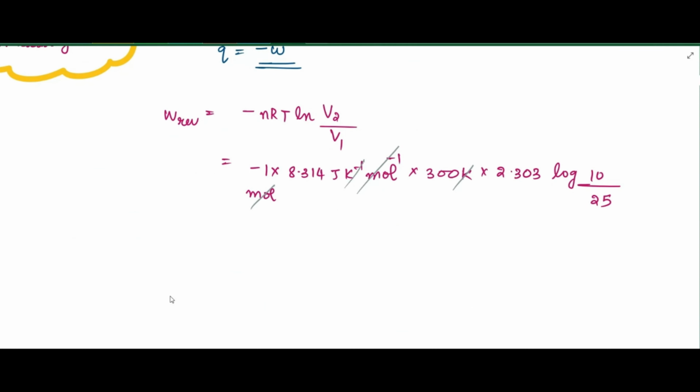Ten divided by 25 in the log. If you multiply it with 2.303 into 300 into 8.314, what I am getting is 2285.